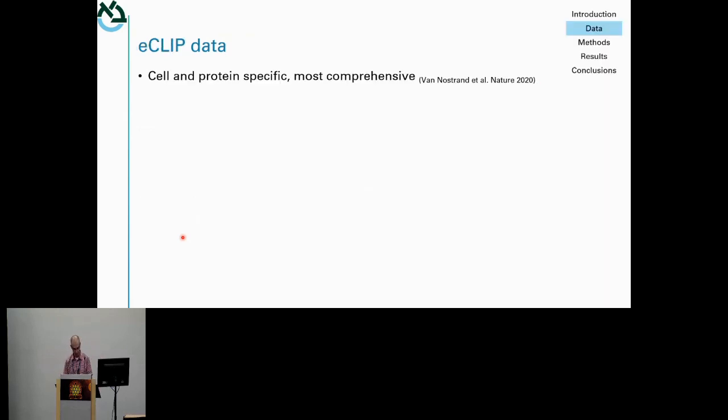Moving on to the data. So going back to eCLIP, we went to the ENCODE data set. You can download hundreds, or I think more than 200 eCLIP experiments from ENCODE that were published by Eric Van Nostrand, who was then a postdoc at Gene Yeo's lab. It's the most comprehensive data set.